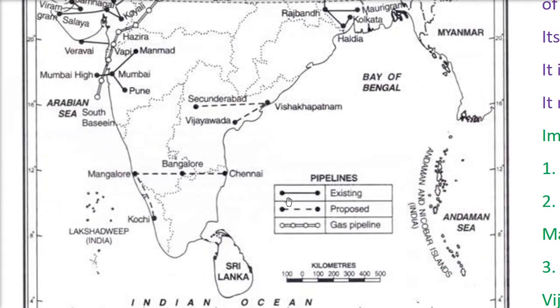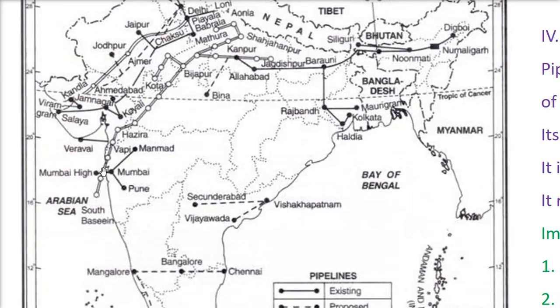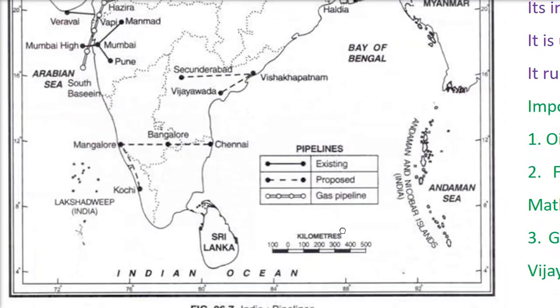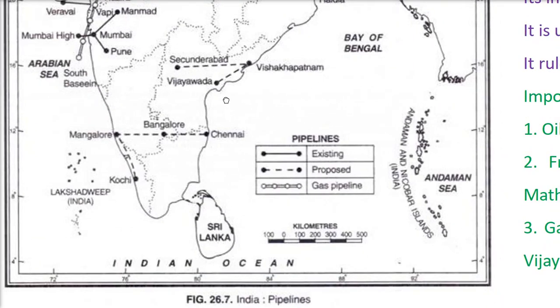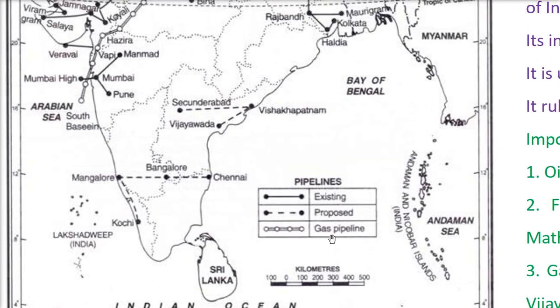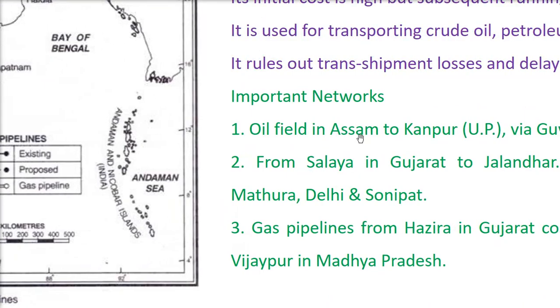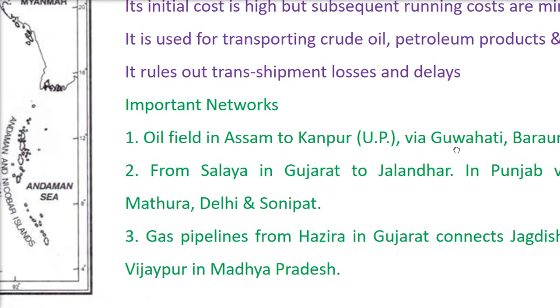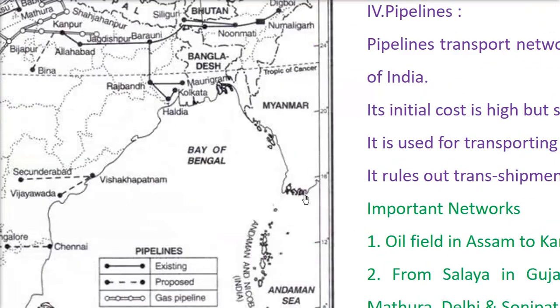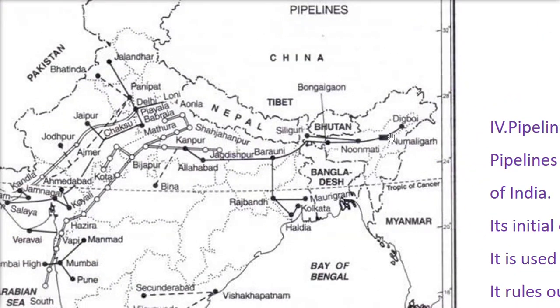So first, you have to visualize that these dark lines are showing the existing pipelines. Then we have these dotted are the proposed pipelines, and this one shows the gas pipeline. So one of the pipelines is oil field in Assam to Kanpur via Guwahati, Barauni and Allahabad. So this is the pipeline here from Assam. It goes up to Barauni. This is Barauni. Then it goes up to Allahabad and via Allahabad to Kanpur.